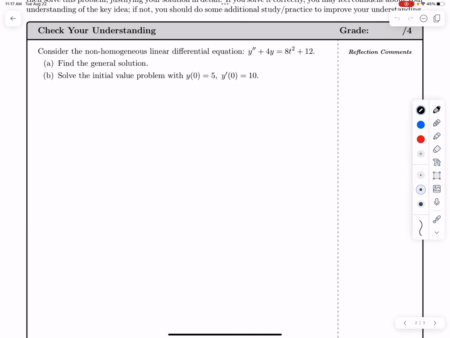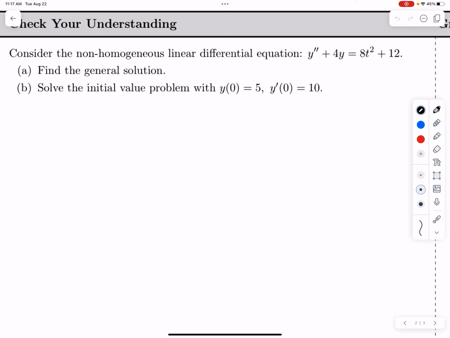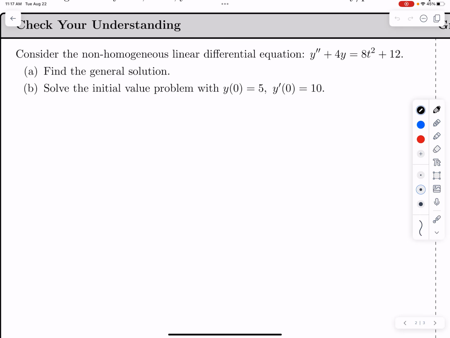This section is all about solving non-homogeneous linear differential equations. So you can see that we have a linear differential equation, and you can see that it's not set equal to 0, so we've got a right-hand side, making it non-homogeneous. They want us to find the general solution and then solve that initial value problem. So let's do that together.